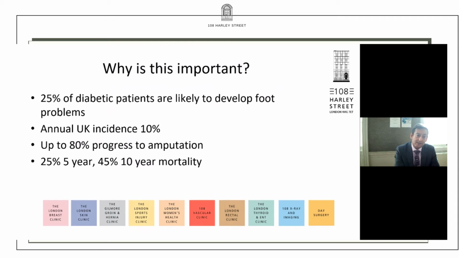Diabetic foot ulcers carry a 5-year mortality rate of up to about 25%, and this can go up to 45% at 10 years. So it's a significant problem that we face in our society. So it's important to recognize these patients early and treat them early.